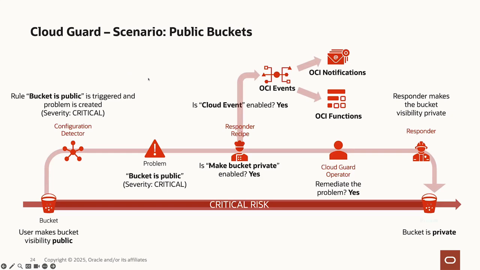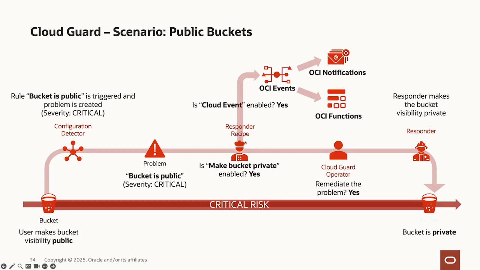So in this scenario here, we have a public bucket, right? On the left-hand side, a user makes an object storage bucket public. From there, we have CloudGuard enabled, and the configuration detector is going to kick on, and that's going to trigger and create a problem. And the problem says, the bucket is public, with the severity level critical. So this is going to be tied to the actual bucket. You can click right on the problem and you can see the bucket. You can see the unique identifier tied to that object storage bucket, the OCID, and you can make appropriate changes.